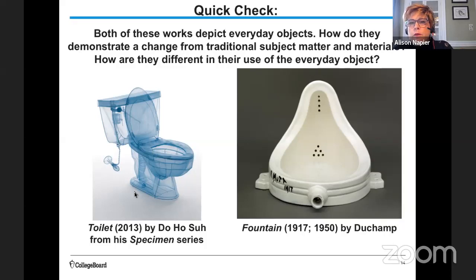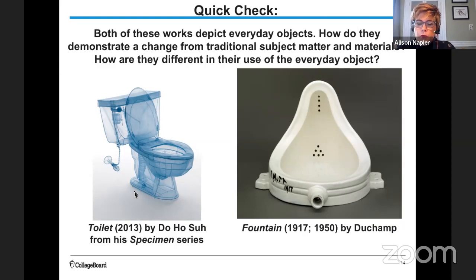As you look at these images, one of the things you need to think about is what is the difference between choosing to create a sculpture of a mass-produced object, like we see on the left, and using a mass-produced object as a sculpture itself? These are questions that we can work our way through as we go through our presentation today.